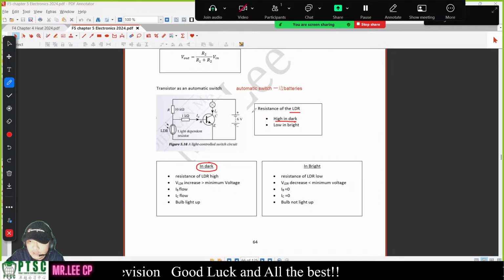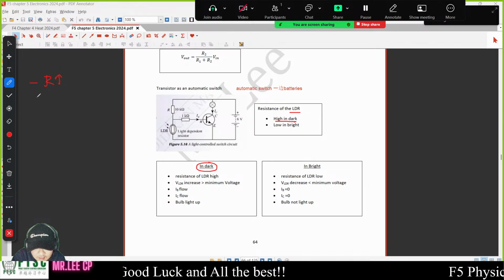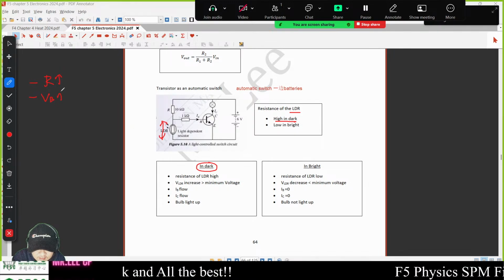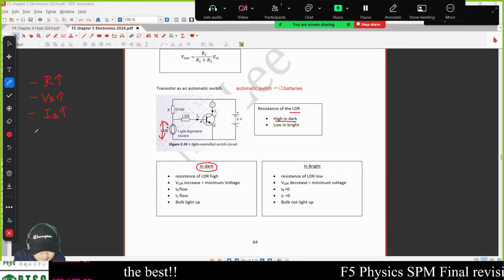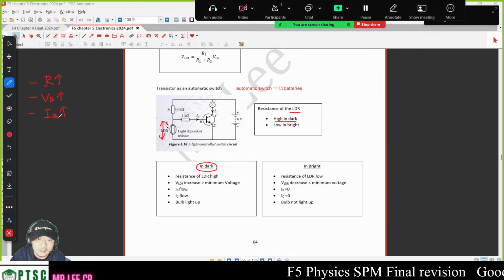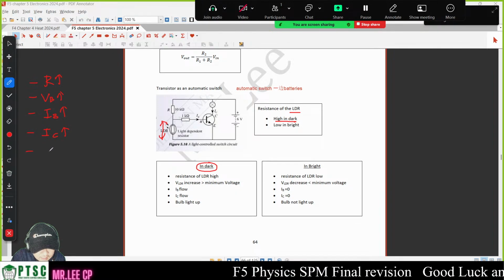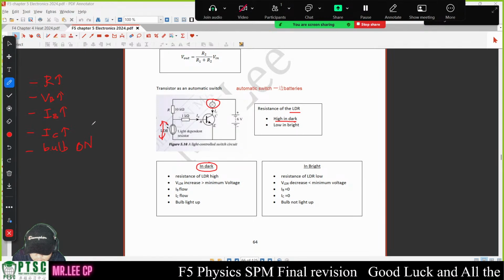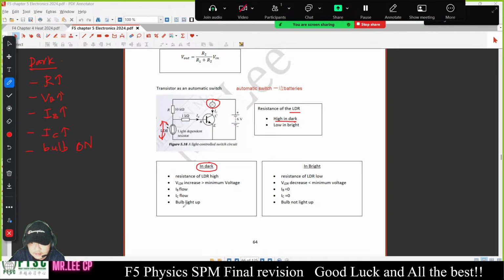So when it is at the bottom, the resistance is high. When resistance is high, the base voltage is high. Then IB is high, because IB depends on the base voltage. So when IB is high, then IC will be high, and the bulb here turns on. In the dark, the bulb lights up.